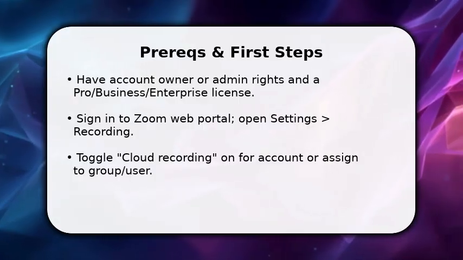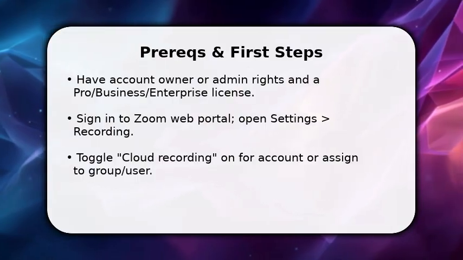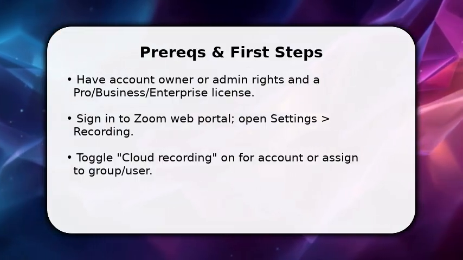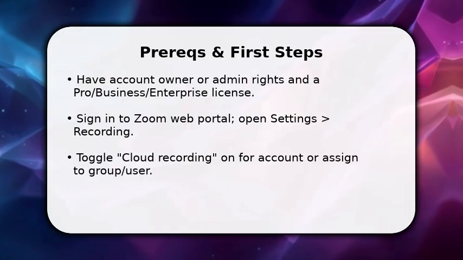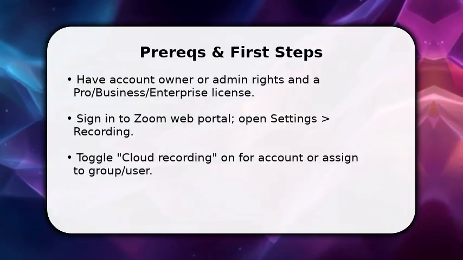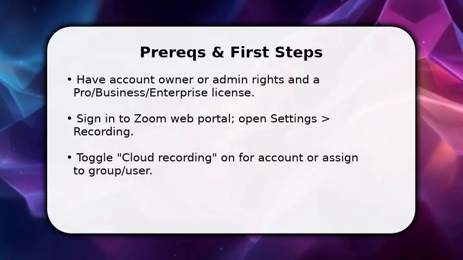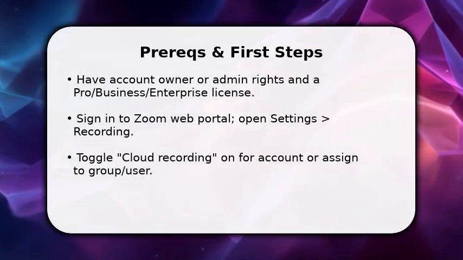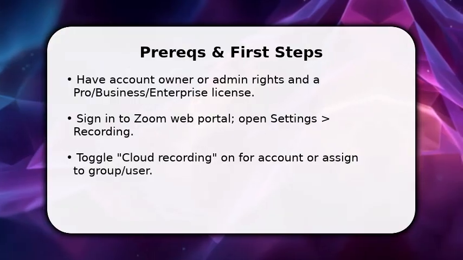You need admin or owner authority and a paid license before you begin. Once that's confirmed, sign in to the Zoom web portal. Navigate directly to Settings, then Recording to avoid menus. Turn the cloud recording toggle on at the account level or scope it to a group or specific users.